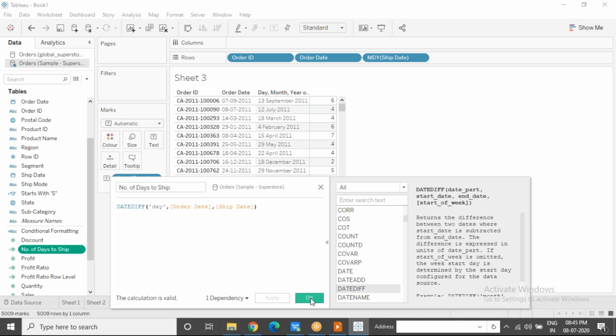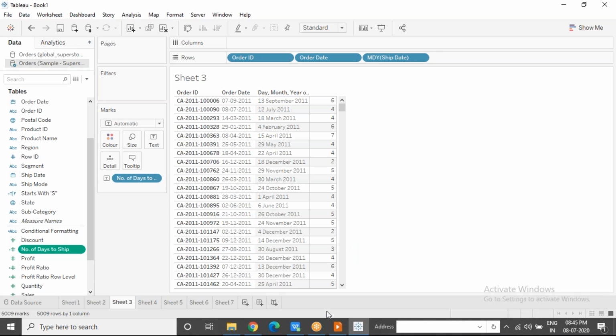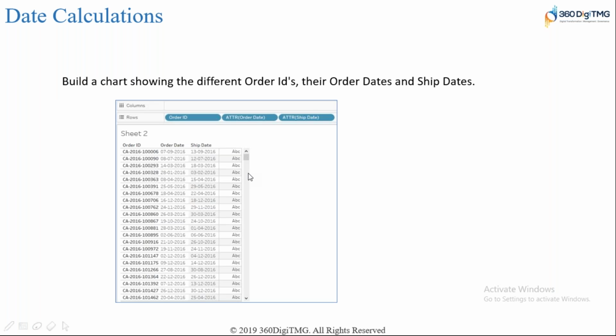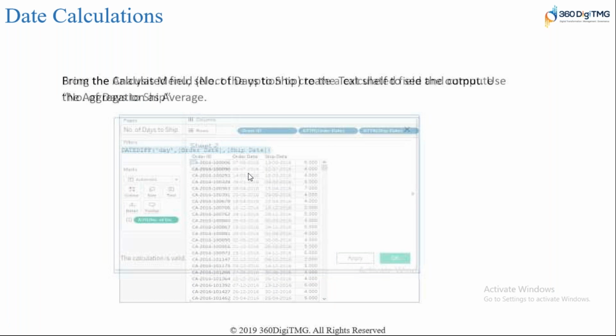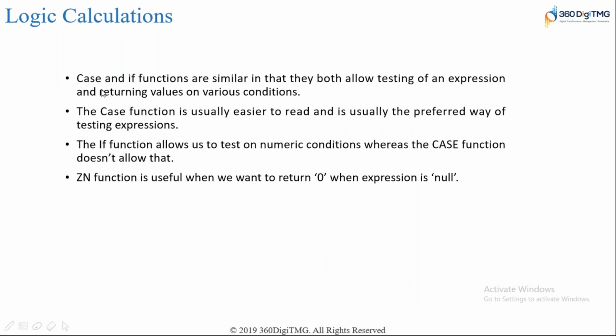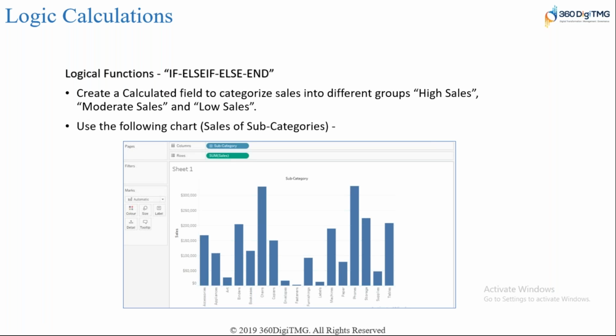So I hope all of you are okay with this example with respect to date calculations. Now we will proceed to the next example, where we have a few things to solve under logical calculations. First, you have to create a calculated field to categorize the sales into different types: high sales, moderate sales, and low sales. Just like we did high discount, moderate discount, and low discount, same thing.